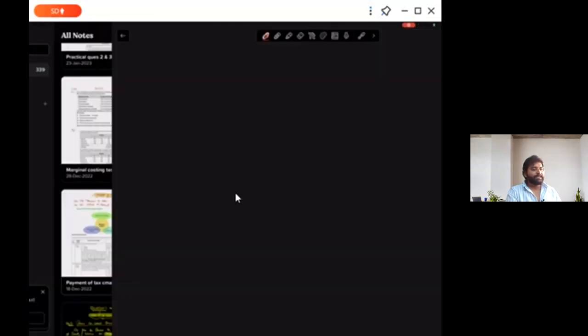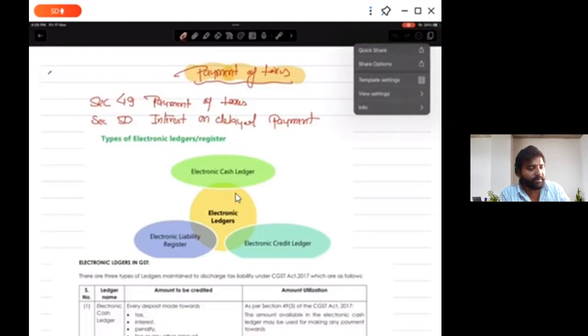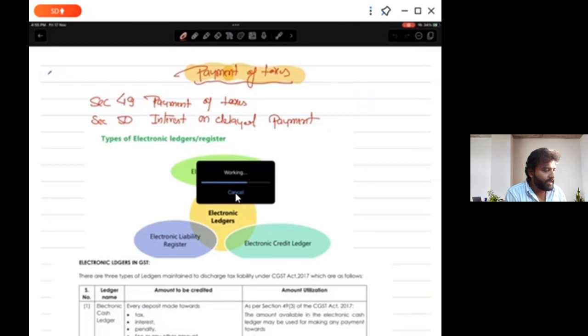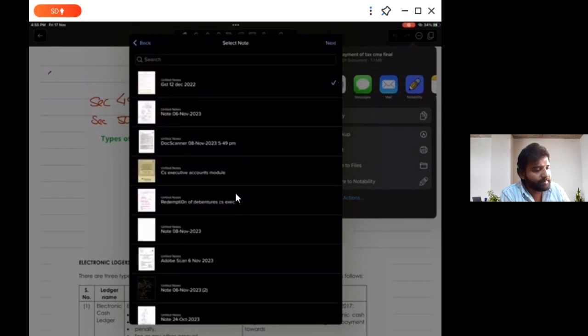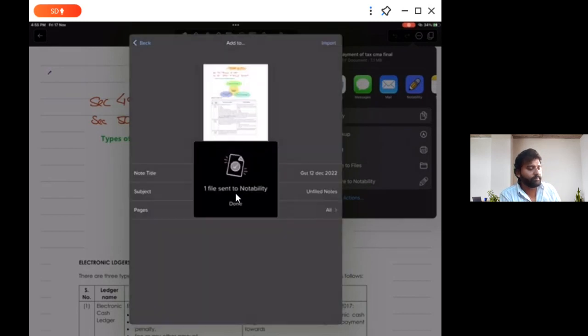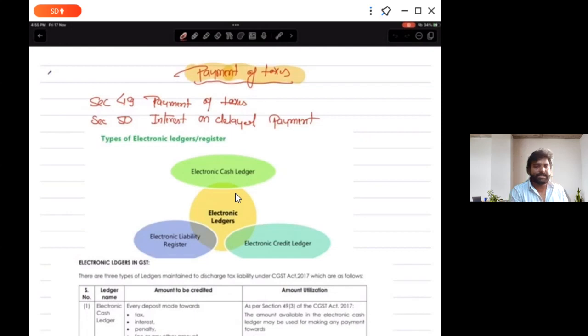Yes, this is the topic. The topic is called payment of taxes. And I am attaching this with your notes. I'll attach this along with today's notes as well. Yes, the topic is very simple.